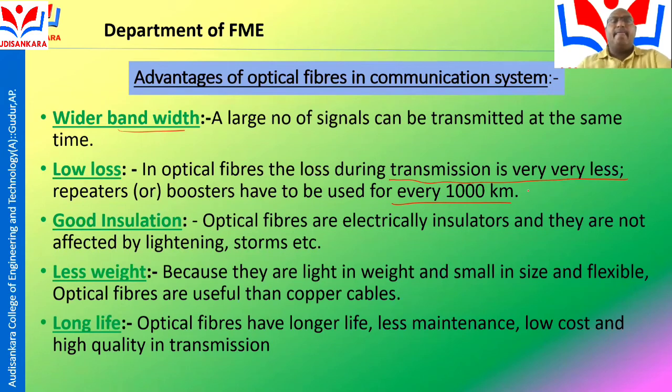Another one is good insulation. Optical fibers are electrical insulators, and they are not affected by lightning and similar disturbances. Less weight: they are light in weight, small in size, and flexible, so optical fibers are used instead of copper cables. It is also a long-life cable. Optical fibers have longer life, less maintenance, low cost, and high quality in transmission. These are all the advantages of optical fiber in communication systems.